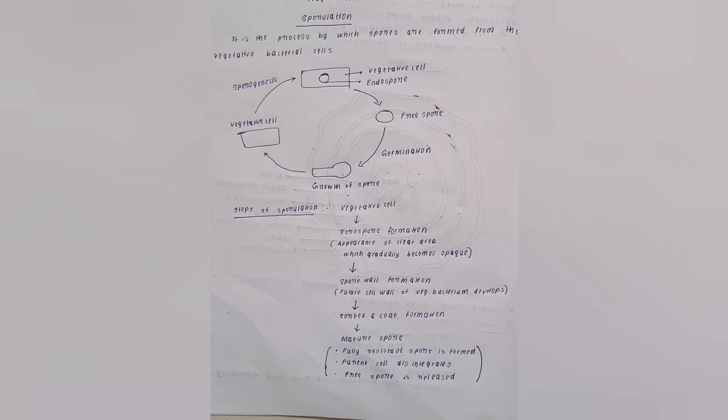Next, steps of sporulation. Basically, the vegetative cell is present. From that, there is spore formation, which is the appearance of a clear area that gradually becomes opaque. After that, spore wall formation happens, so basically the future cell wall of the vegetative bacterium develops, and then cortex and coat formation happens, and finally mature spore formation happens. Now this mature spore is a fully resistant spore, and the parent cell disintegrates and the free spore is released.